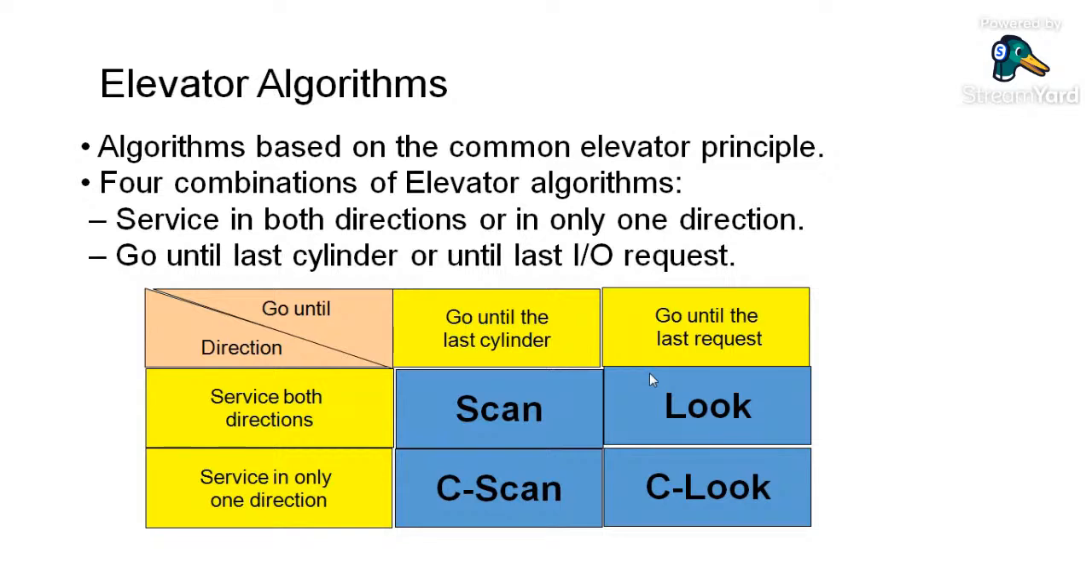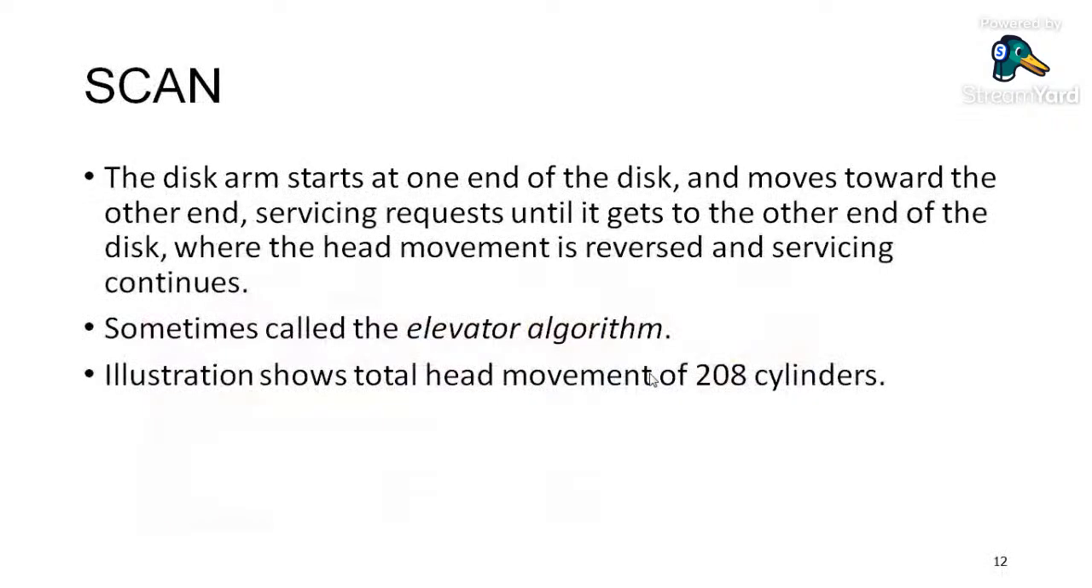So see the difference between these four algorithms. SCAN and C-SCAN are going to touch the last cylinder, whereas the difference is SCAN services both directions, C-SCAN services only one direction. LOOK and C-LOOK, circular look, go until the last request in the queue. They are not going to touch the two ends, or might be one end, of the disk, and LOOK services both directions while C-LOOK services only one direction. This shows the difference between SCAN, C-SCAN, LOOK and C-LOOK. Now we are going to see the first algorithm of the elevator category.